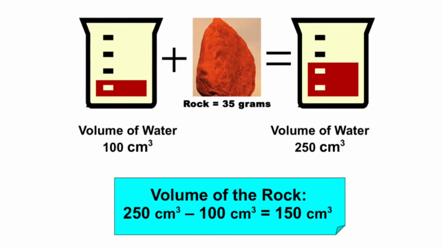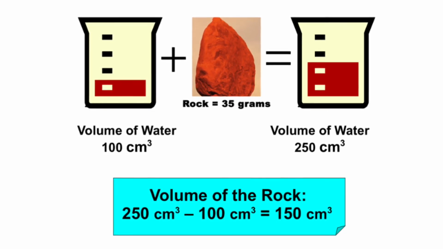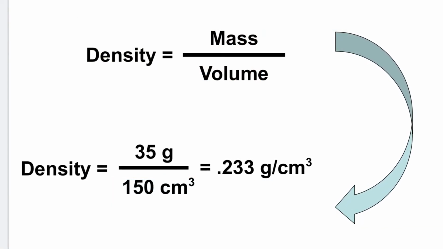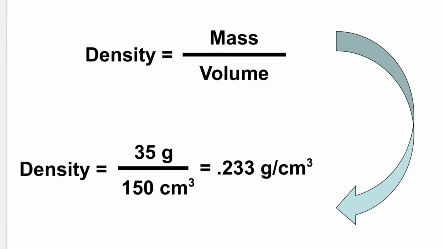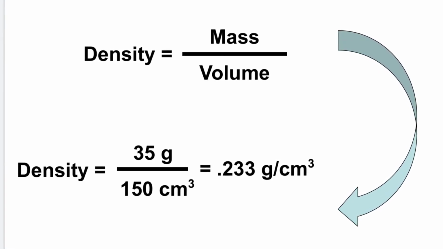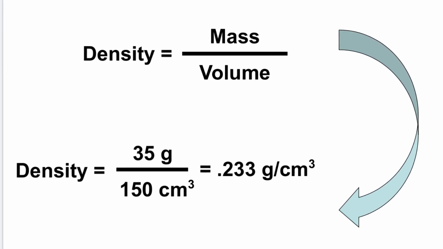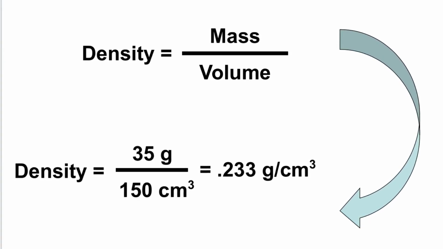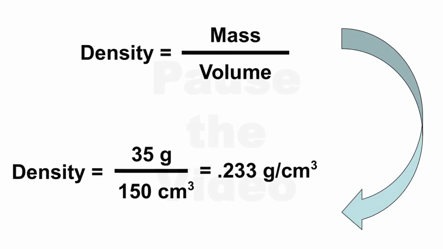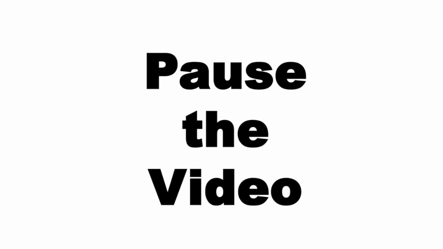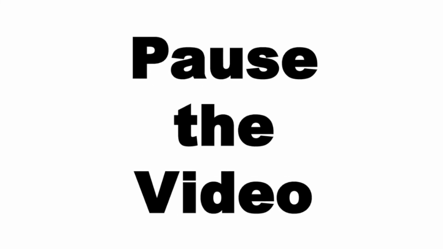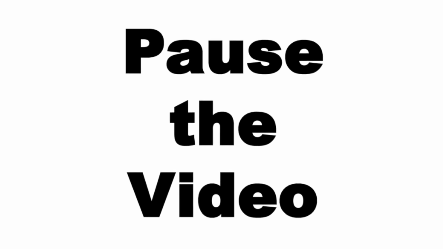So let's continue on with the formula. Plugging in the data that we know into the formula, our mass is 35 grams, our volume is 150 centimeters cubed. We divide that out, and our density is 0.233 grams per centimeter cubed for the rock. Pause the video so you can complete your lab report for the rock example, and then start the video again when you're ready.